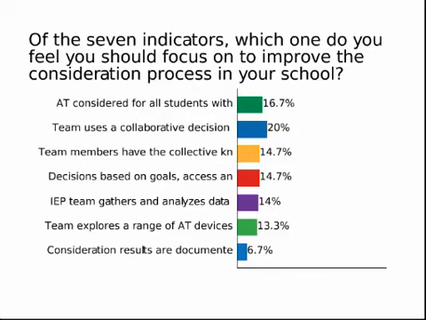Well, I guess they're all going to be valuable to somebody is kind of the way my results look. I am seeing that the collaborative decision-making process, about 19.6% thought that would be the most important for them. 17% thought that making sure that AT is considered for all students, no matter what their disability. Those were really the top two. And also that decisions are based on goals and access to the curriculum. 15% feel that's really critical.